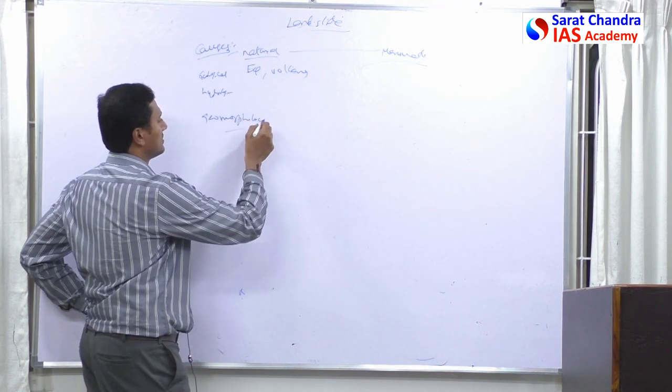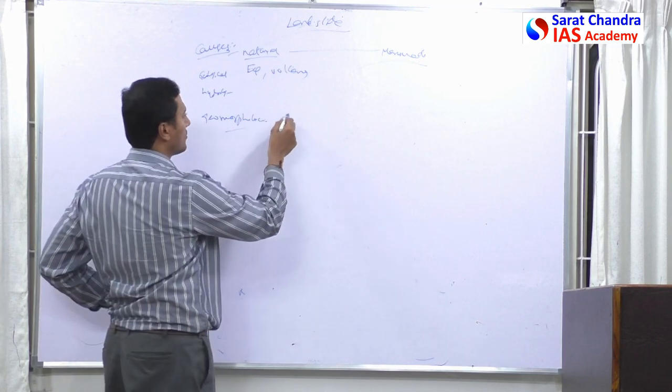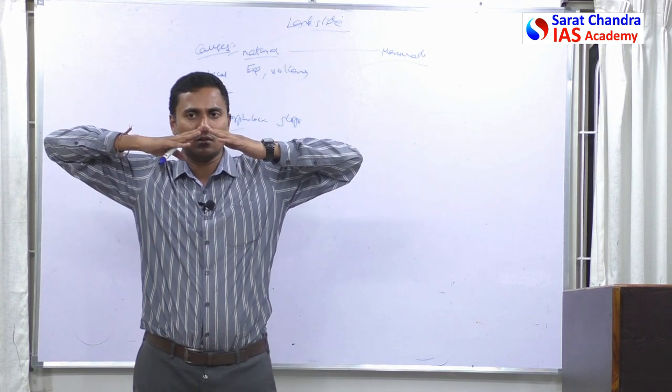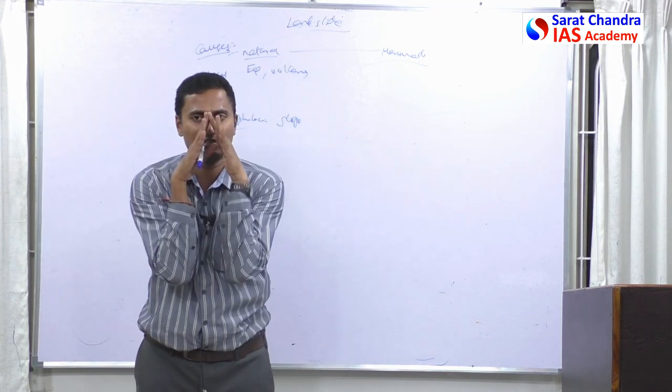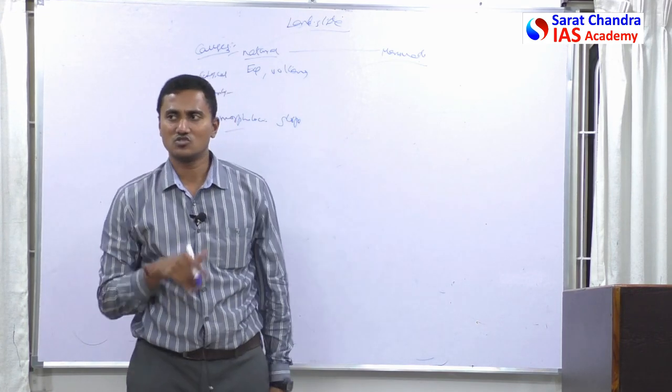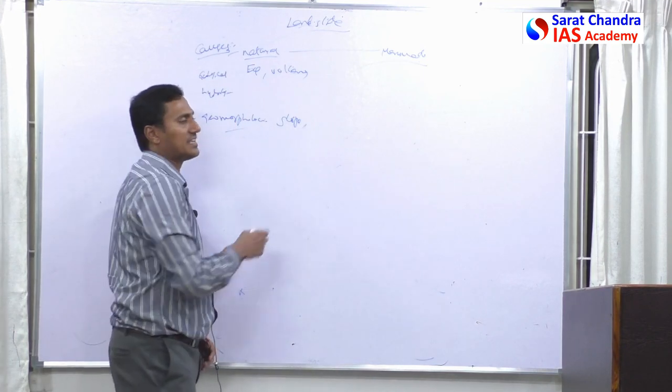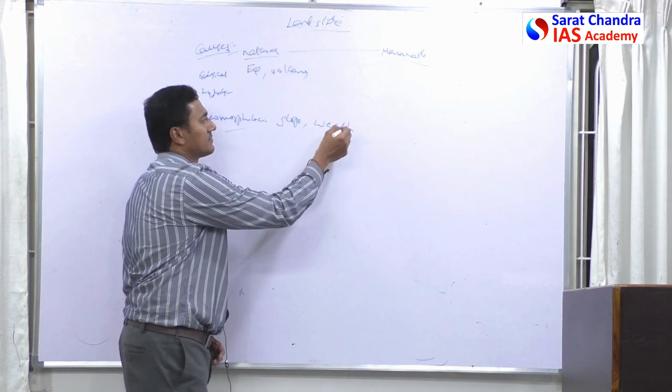Or because of geomorphological reasons. Geology, for example, because of a slope. If the slope is gentle, there is less chance. If it is steep, more chance. So because of the gradient of the slope, or because of weathering. You know what is weathering?